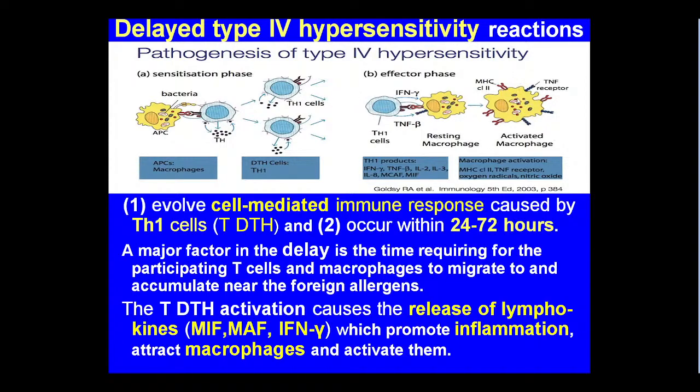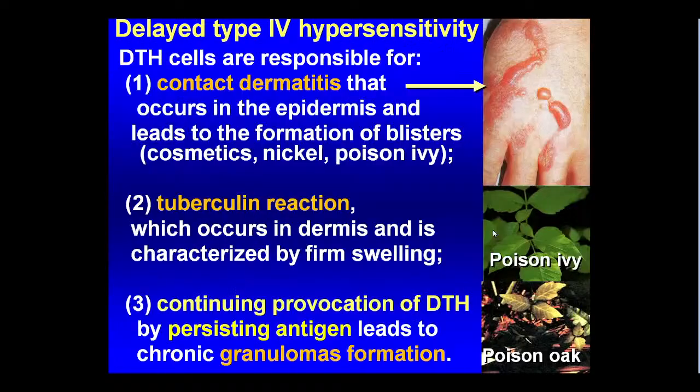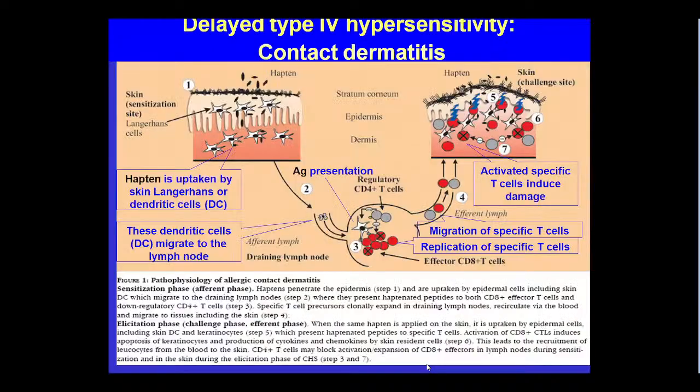But this process is delayed, and after repeat injection of allergen, all these cells must migrate to the infected area and accumulate in this area, and this process requires from 24 to 72 hours. Typical allergens causing hypersensitivity type 4 in the form of contact dermatitis are cosmetics, nickel, poison ivy. The tuberculin reaction, the diagnostic test for tuberculosis, is itself a hypersensitivity type 4 reaction. If the inflammatory reaction occurs for too long a time, granuloma formation may happen in the infected area.